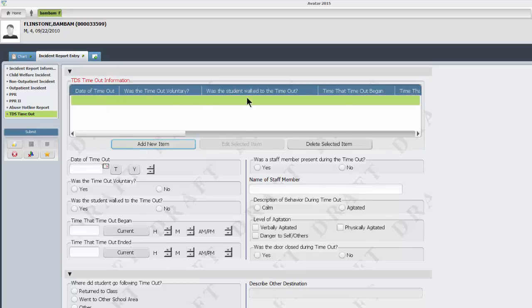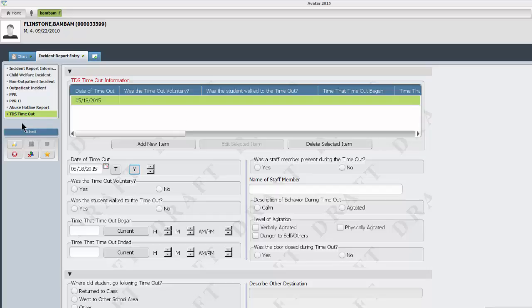So we would click add new item so that we would have a line and the date of the timeout, which would have been yesterday. If the timeout was voluntary, was the student walked to the timeout, when it began, when it ended, if there was a staff member present, the name of that staff member, how they were during the timeout, their level of agitation, whether or not the door was open or closed during that timeout, and what the student did after the timeout. As you can see, we have this multiple iteration table because there may be multiple incidents of disruption in any given day in the Therapeutic Day School.